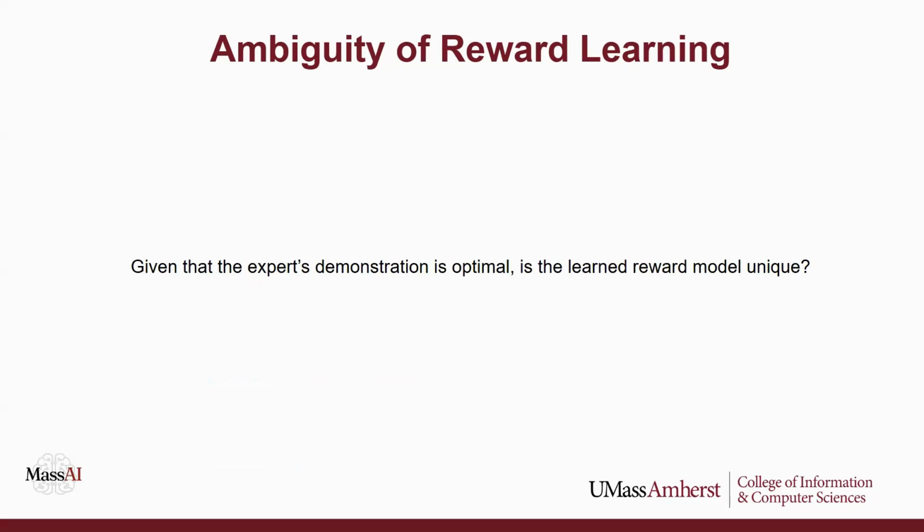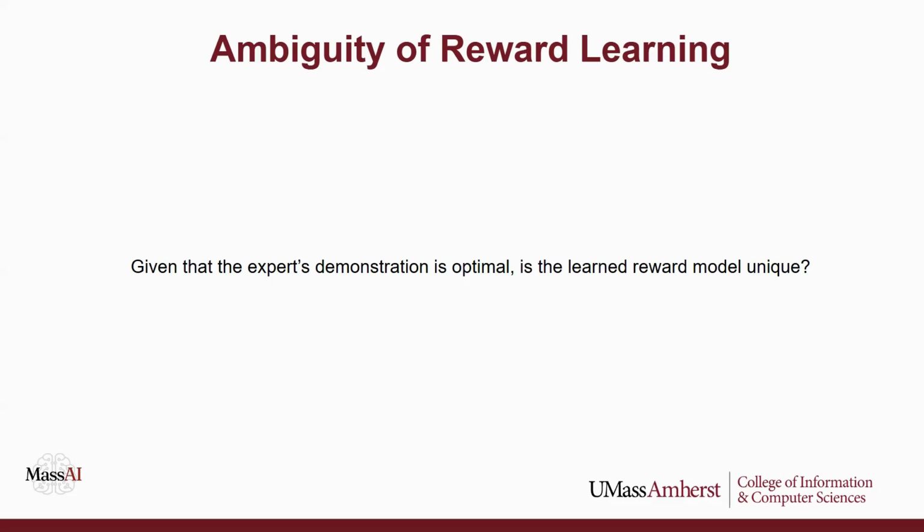Okay, so moving on from that demonstration, I want to talk about another thing, which is ambiguity in imitation learning. In driving a car, for example, it's a very complicated reward model. But even in simpler reward models, given that the expert demonstration is optimal, we still have the question of: is the learned reward model unique?